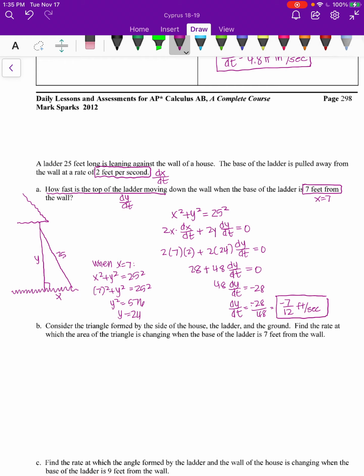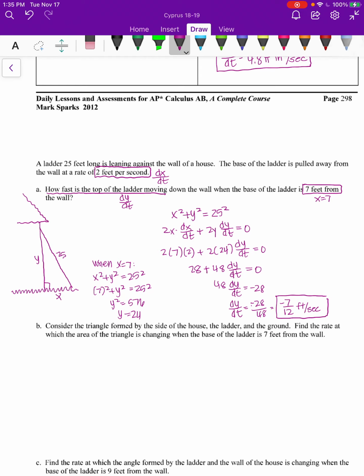Okay, so that's part A. Part B, consider the triangle that's formed by the side of the house, the ladder, and the ground, which we were just using. Find the rate at which the area of the triangle is changing when the base of the ladder is 7 feet from the wall.